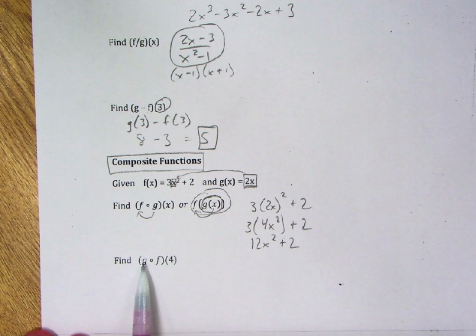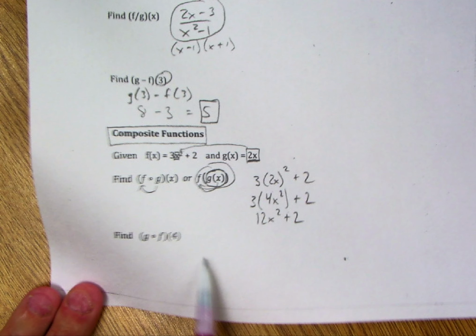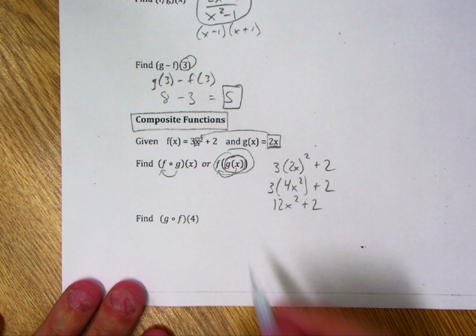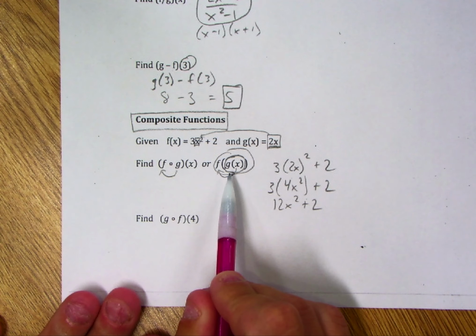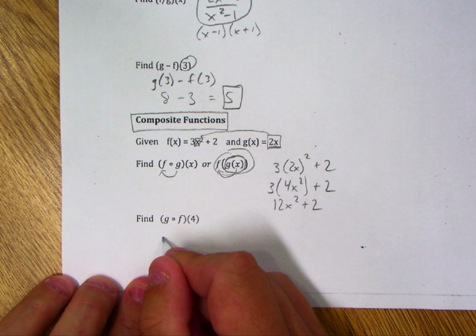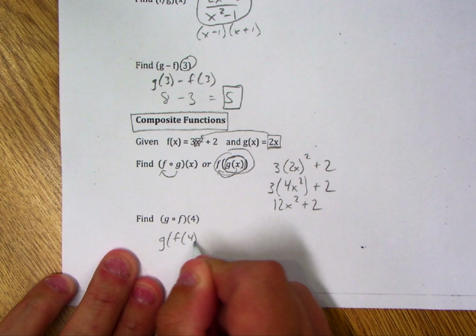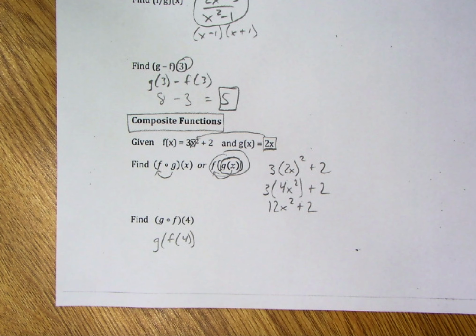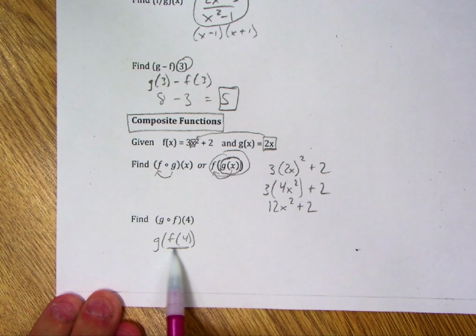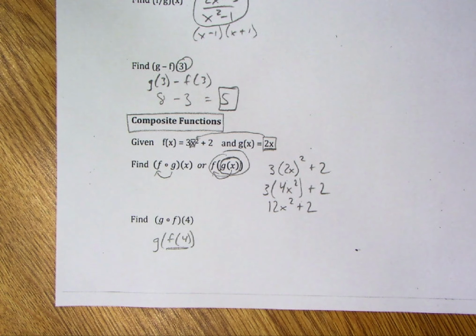The next one says g of f of 4. I hate how this notation looks, so I would rewrite it like this notation here. So this would be like g of f of 4. So I rewrite it. It means the same thing, but this is a lot easier to understand. We just work from the inside out. What this means is find f of 4. Work from the inside out. Figure out what f of 4 is.